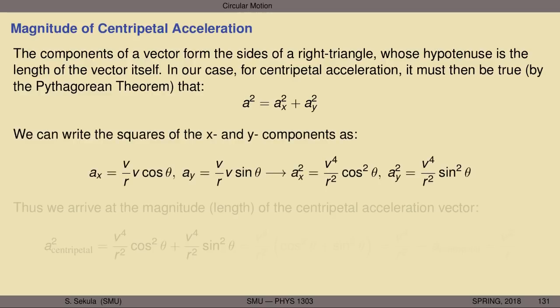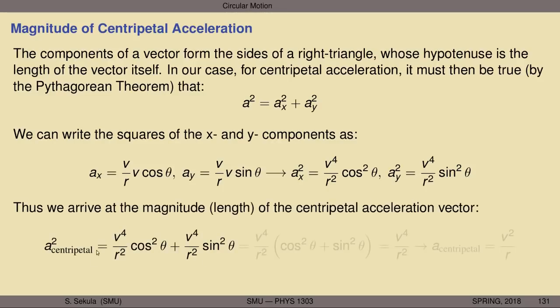Okay, well, let's go ahead and write that out. So we've got the x component, which is v over r times v cosine theta, and we've got the y component, which is v over r times v sine theta. And if I square the x component, and I square the y component, and I've just written that out here, and then I sum those together to get the square of the centripetal acceleration, I get this equation. And then I go one step further, and I pull out like terms and multiply that times the stuff that I still can't simplify, which is cosine squared plus sine squared.